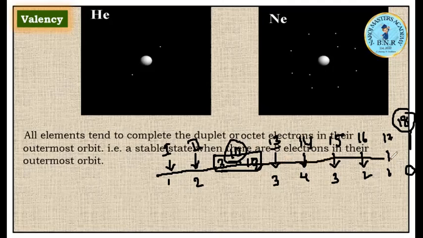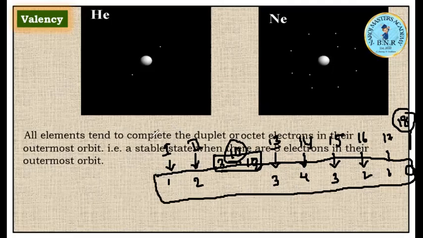What are these? Valency of those elements in the respective group. If any element is present in group 1, what is its valency? 1. The element present in the second group, what is its valency? 2. 13th group 3, 14th 4, 15th 3, 16th 2, 17th 1, 18th 0. That's why we call them zero group elements.